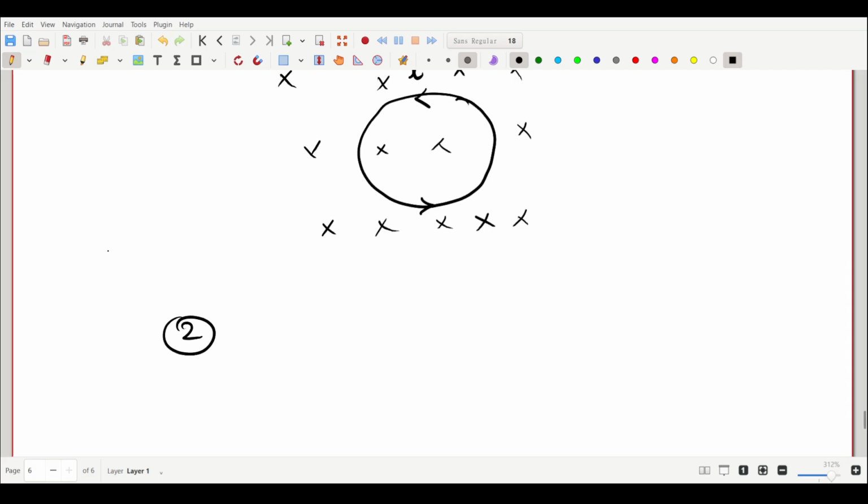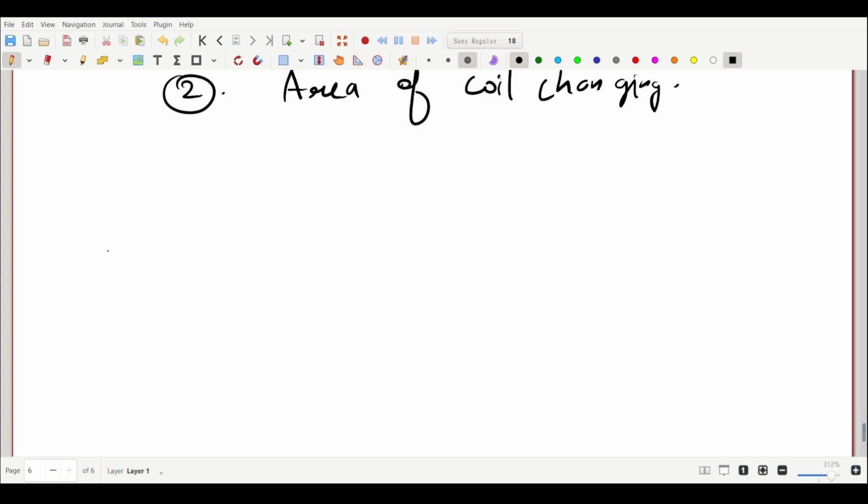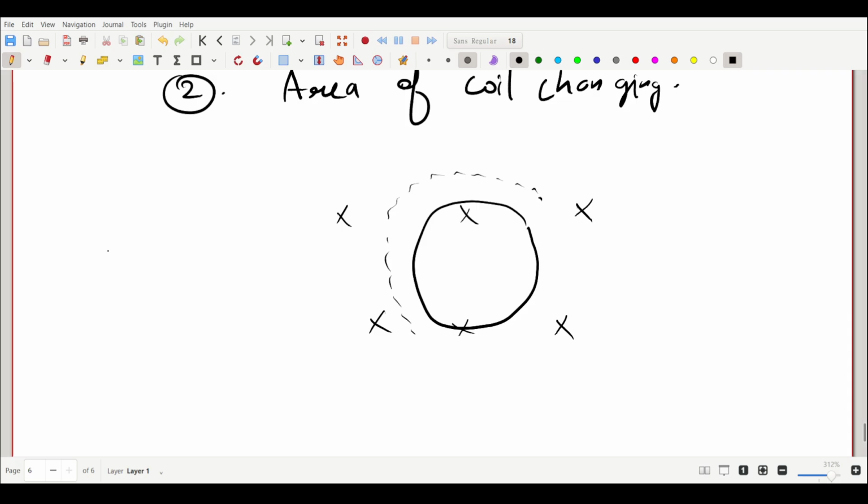The second condition he observed was when the area of the coil is changing. The coil is getting bigger and smaller in size. Area of the coil is changing. In the magnetic field, a coil is kept which is growing in size and getting smaller in size. Current I was induced.